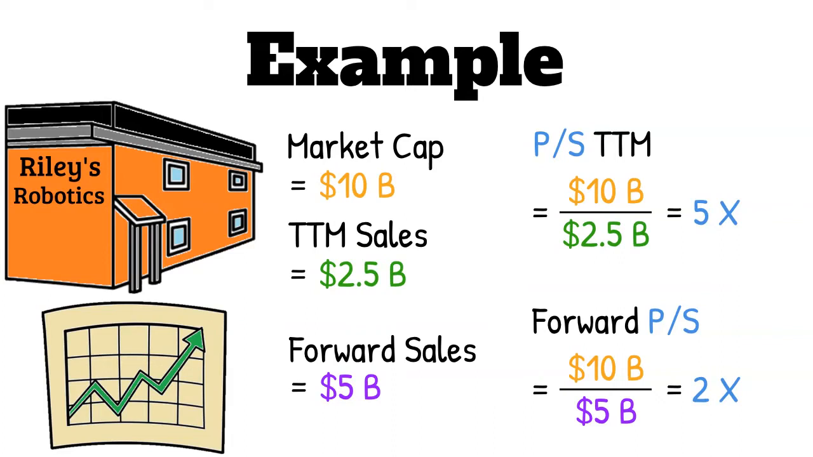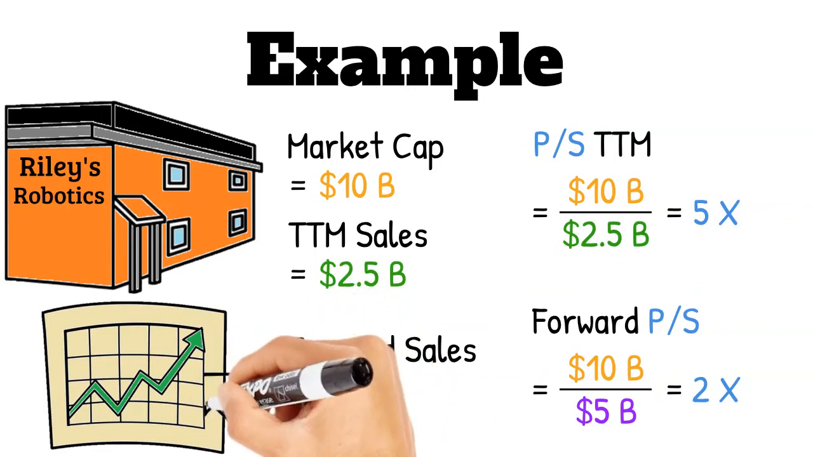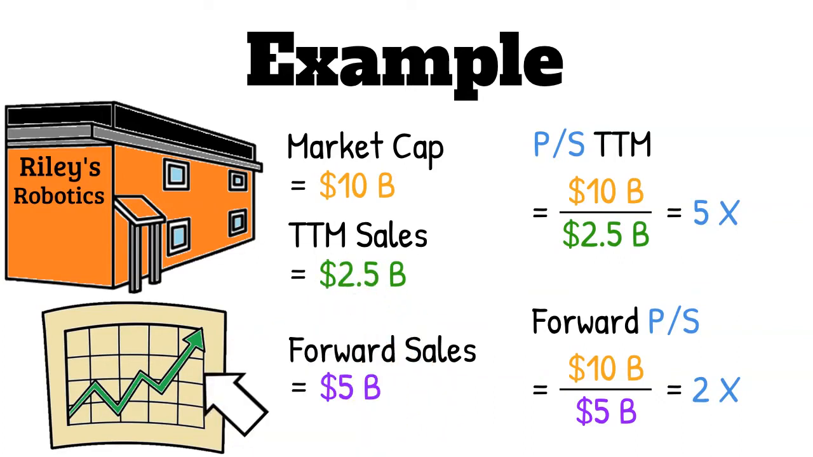It would appear, however, that the market has already accounted for this and the stock price has moved up to reflect the expected revenue growth. For this reason, it's important to look at both the trailing and forward price to sales ratios to get a better understanding of how the market is currently pricing the stock.